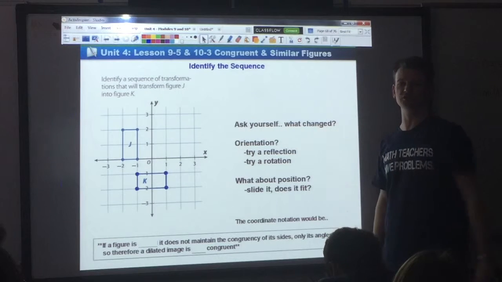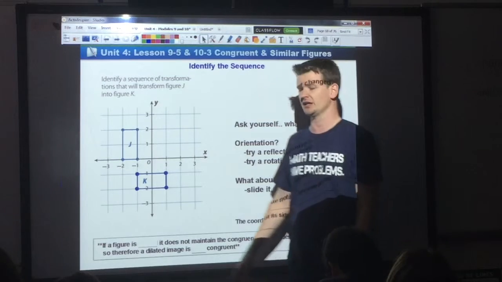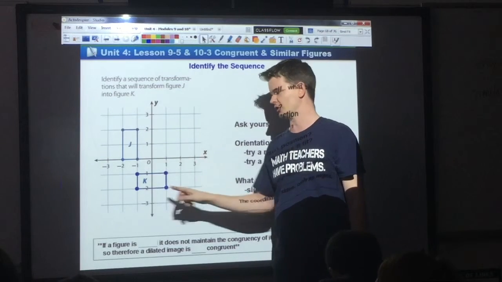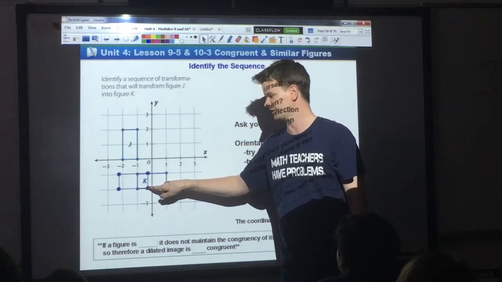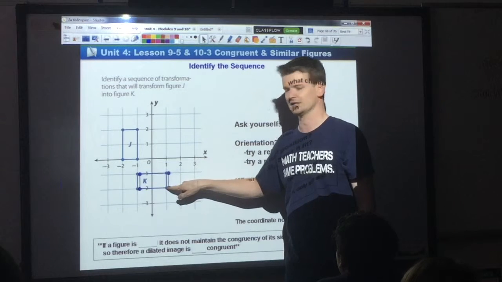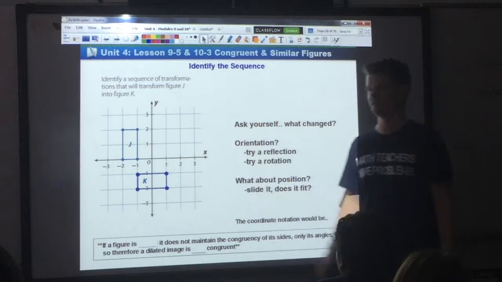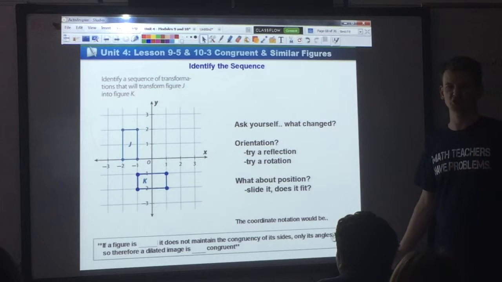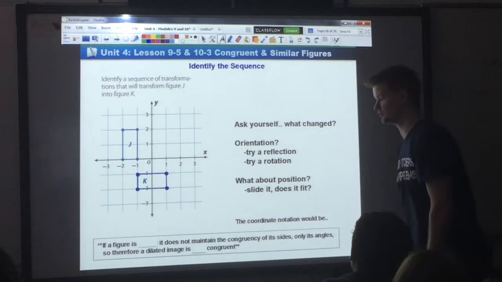Is that the only way you can solve this problem? No. There's lots of different ways. He could have rotated it 90 degrees counterclockwise. He would have ended up right about here. No, he would have ended up here. Yeah. And then he could have just slid it over one spot. But his way works. It would be marked correct on an exam if it was a short answer question where you're being asked to identify a sequence. So for this sequence, we're going to go with Lucas's method here.